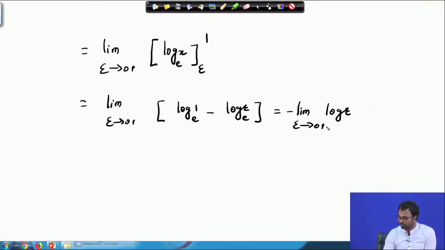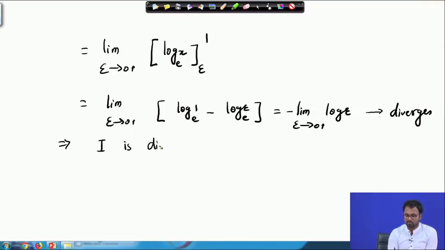So, this log of epsilon will go to minus infinity as epsilon goes to 0 positive. So, this whole thing will go to plus infinity. That means this whole thing is divergent. So, it diverges, and from here we can say that our integral I is divergent or doesn't exist. All right.